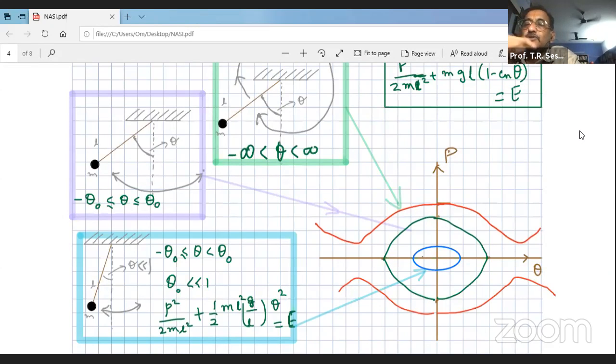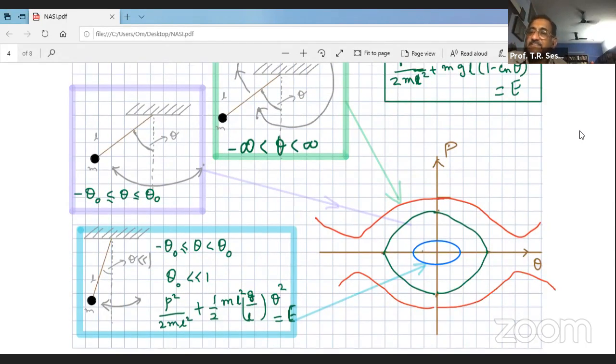When theta is zero, that is, it is at the bottommost point, then the potential energy is minimum and the kinetic energy is maximum. Since kinetic energy is maximum, the magnitude of the momentum is maximum, and that is why when theta is zero, the intercept on P is at the top, at the maximum. So this is the maximum momentum. Now, as theta increases in the positive direction, the potential energy increases, the kinetic energy decreases, so the momentum decreases, and the red line comes down.